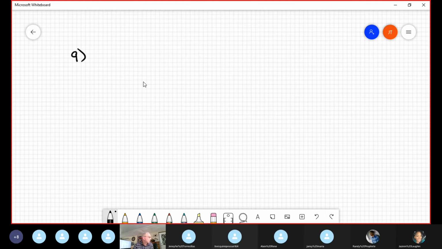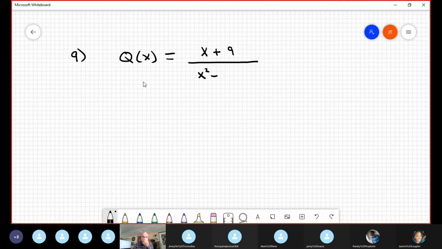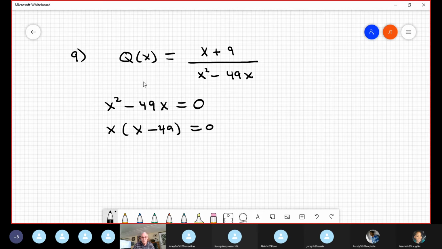Okay, number 9. Number 9 is Q of x equals x plus 9 divided by x squared minus 49x. You take this polynomial in the bottom, you force it to be 0, and this gives me the restriction. Let's do the factorization. The greatest common factor is x. Therefore, x equals 0 is my first restriction, and x equals 49 is my second restriction.